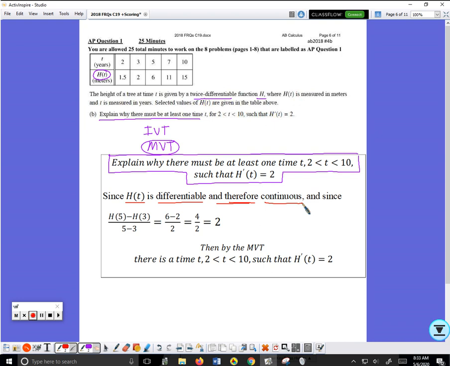Now you have to go find the appropriate secant slope, because the mean value theorem says that if there's a secant slope whose value is 2, then there will be a tangent slope whose value is 2. So this is the secant slope. If we can find a secant slope on the interval whose value is 2, then they guarantee that there will be a tangent slope on that same interval whose value is also 2.